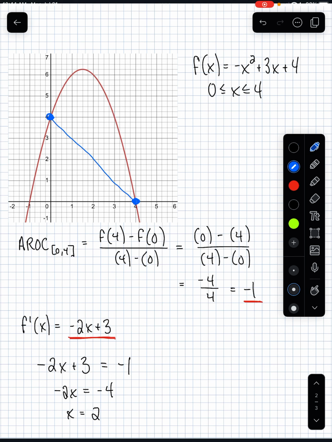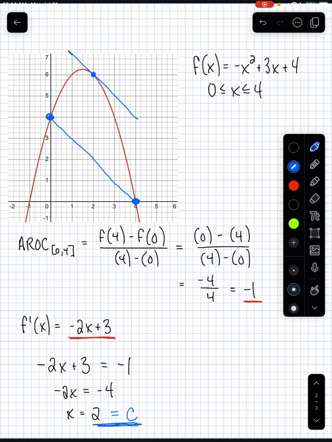That means if we come up here to the graph and go to the point on the graph where x equals 2, the tangent line here has exactly the same slope as the secant line from 0 to 4. So our c value is 2.